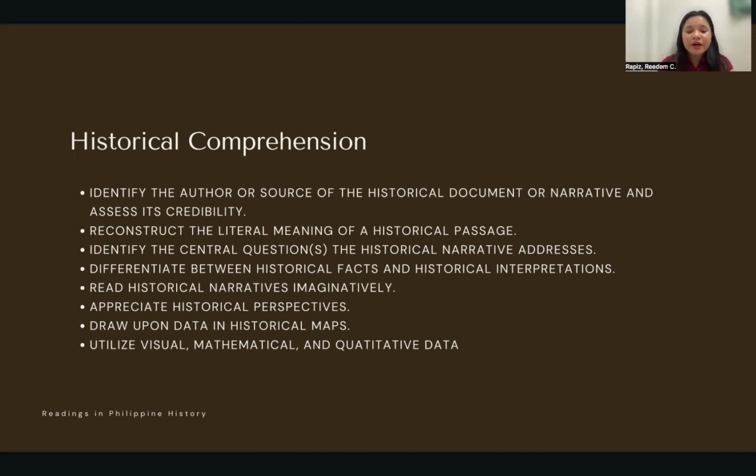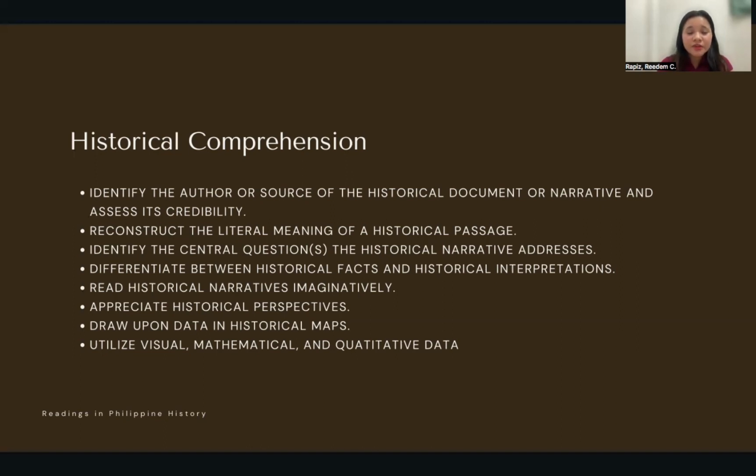Evaluate the credibility of the source. By identifying the author or the source and assessing its credibility, students can make informed judgments about the reliability and authenticity of historical documents or narratives. Reconstruct the literal meaning of a historical passage. Reconstructing the literal meaning of a historical passage involves assembling the clear and factual information provided in the text to grasp the events or description being conveyed.